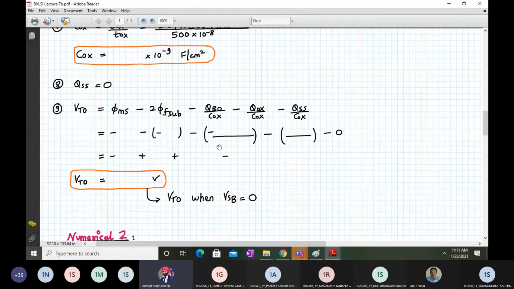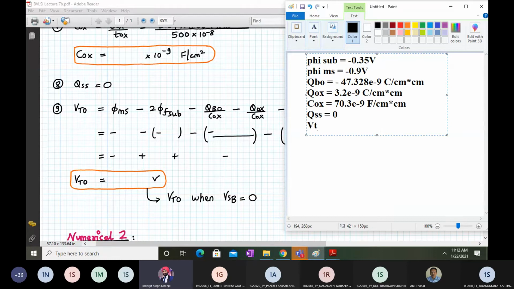QBO is again negative. So it will be like 47.328 into 10 is to minus 9, and COX is 70.3 into 10 is to minus 9. Okay. So 10 is to minus 9, 10 is to minus 9 will cancel out. So it will be minus 47.328 divided by 70.3. Again, QOX is 3.2 into 10 is to minus 9, and COX is minus 70.3 into 10 is to minus 9. So only the numbers will remain. So very carefully write this and add them together and let me know the value of VTO. Come on. So with this, what is the value of VTO?